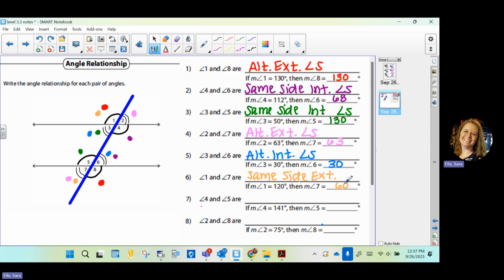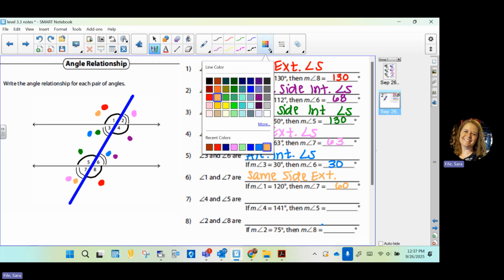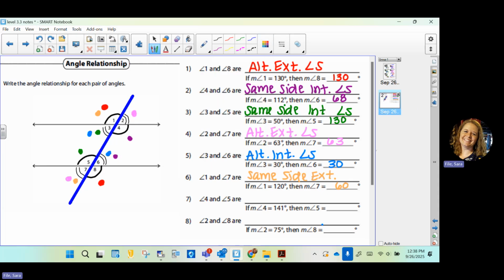All right, now they want us to look at 4 and 5 together and find a difference. So angle 4 and angle 5, these kind of mint green ones that I just did. 4 and 5. What is that going to be? Alternate or same side? Alternate. Interior or exterior? Interior. Alternate interior.